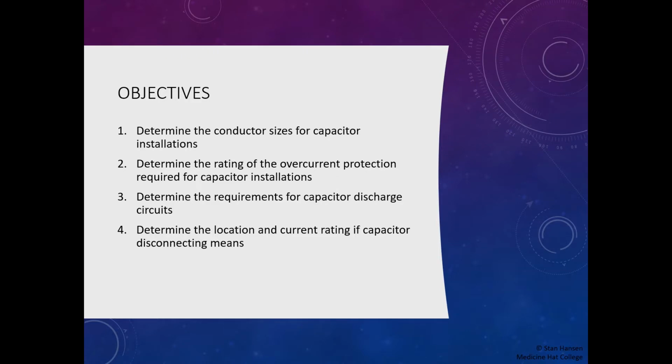We have four objectives we need to cover with this module. First, we're going to talk about conductor sizing, then we're going to look at overcurrent protection, and then we're going to discuss what discharge circuits are and how to size them appropriately, and lastly, we're going to look at where to place the disconnecting means.